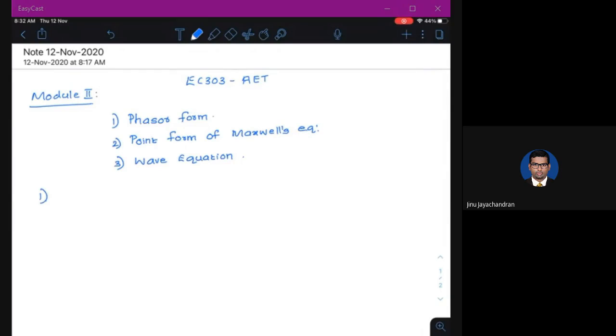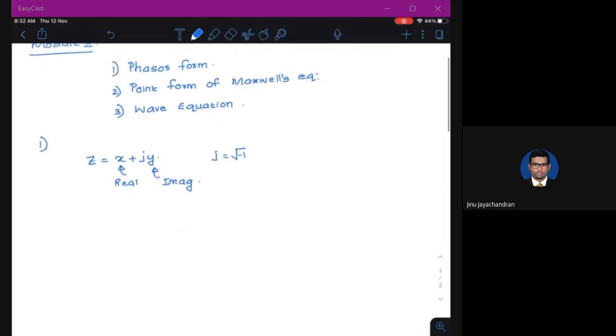This you might have already studied in your networks, but let me explain it again. Let's say there is a complex number Z, and I can represent the complex number Z as x plus jy, where x is the real part and y is the imaginary part, which has the coefficient j. So j is defined as root over minus 1. This is called the rectangular form of representation.